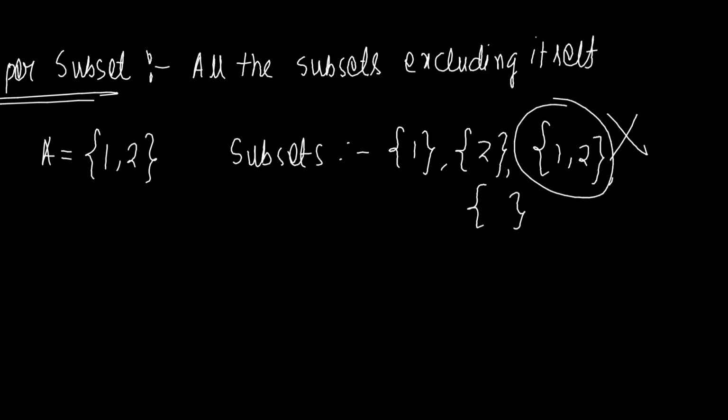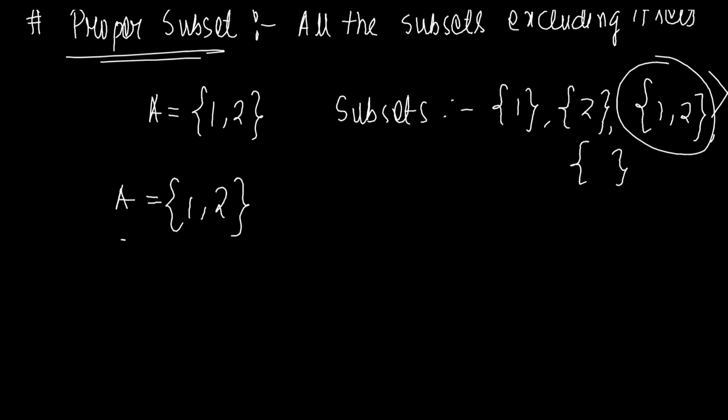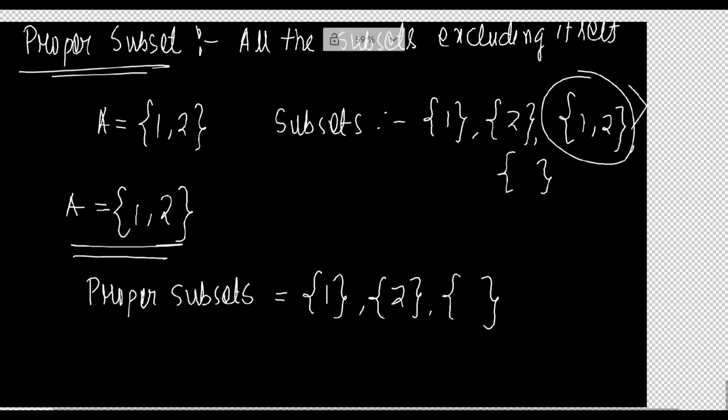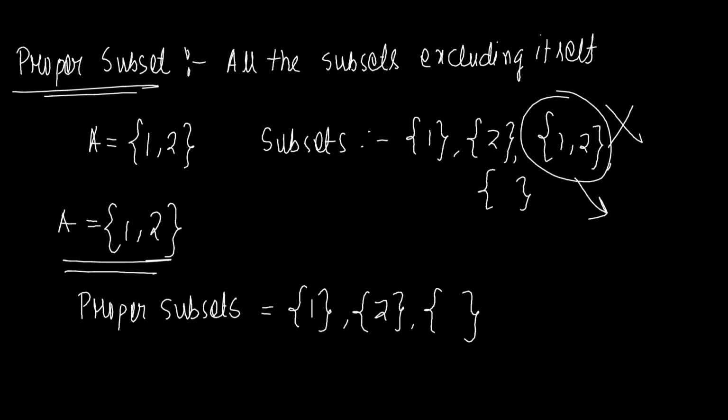So if I write that A is a set, 1 comma 2, what are the proper subsets of this set? We will not take the total set that is given, A equal to 1 comma 2, in the case of proper subset. So 1 comma 2 is not present. So the proper subsets will be this.